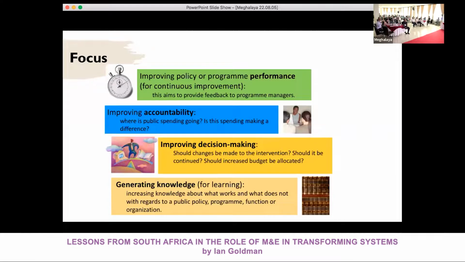So in terms of the way we in South Africa were thinking about monitoring and evaluation, our focus was, on the one hand, improving policy or program performance. The second is improved accountability. The third is around improving decision making. And the fourth is around generating knowledge. And I think all too often it's the accountability that gets the dominant attention. We put a major emphasis on trying to make sure it be used for continuous improvement.